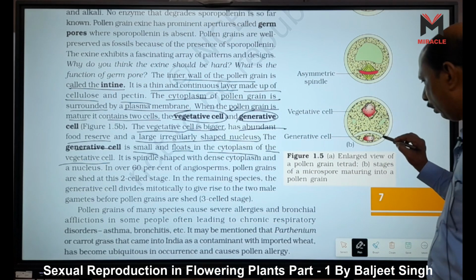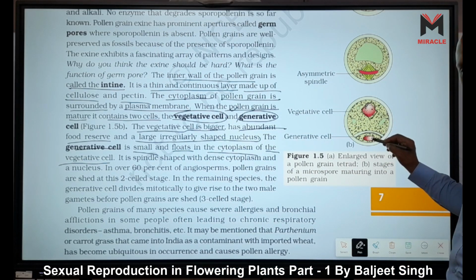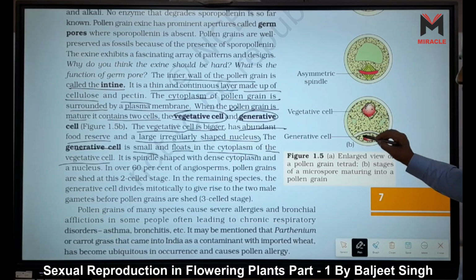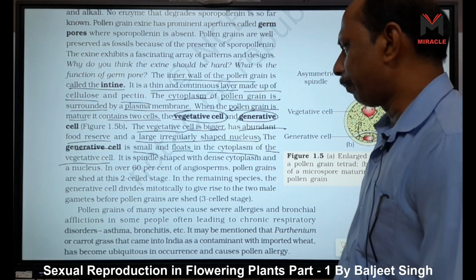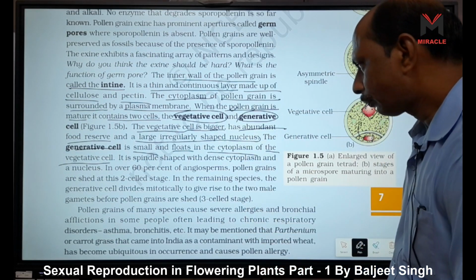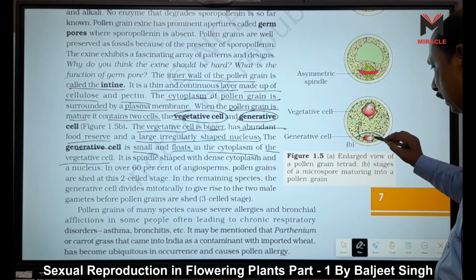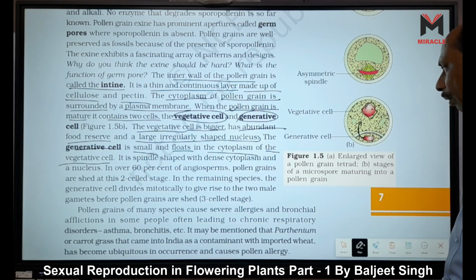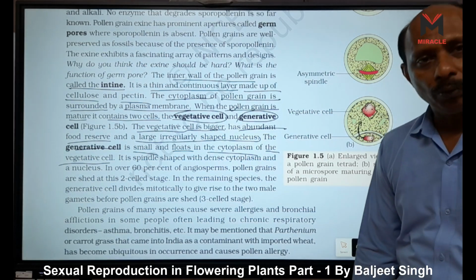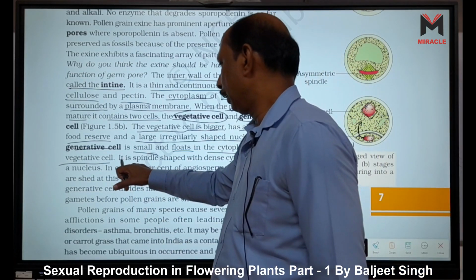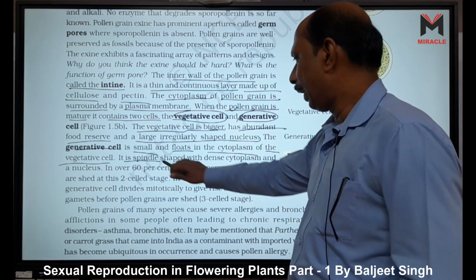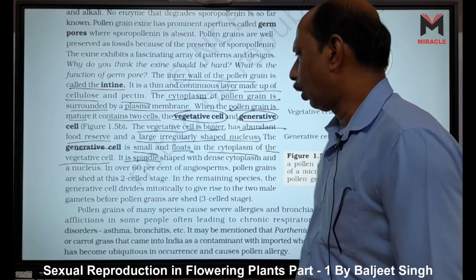Initially, it is at one side as a peripheral cell, but after some time it becomes a spindle cell and enters into the cytoplasm of the vegetative cell. When it enters the cytoplasm of the vegetative cell, the pollen grain matures and is shed off. One question in your mind may be: why does this cell get embedded inside the vegetative cell? To get nourishment, right? Now here, the generative cell is small and floats inside the cytoplasm of the vegetative cell.